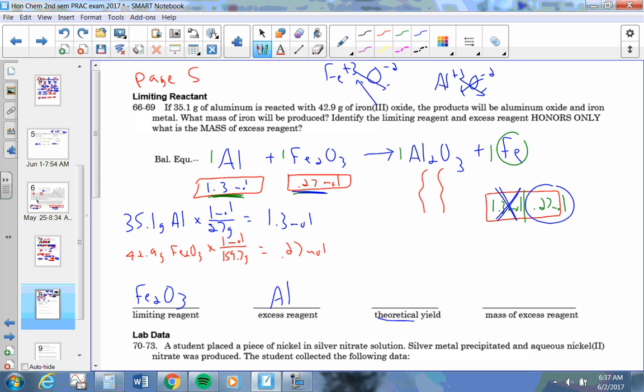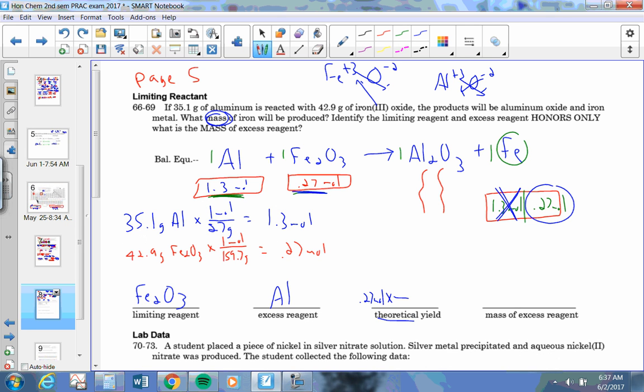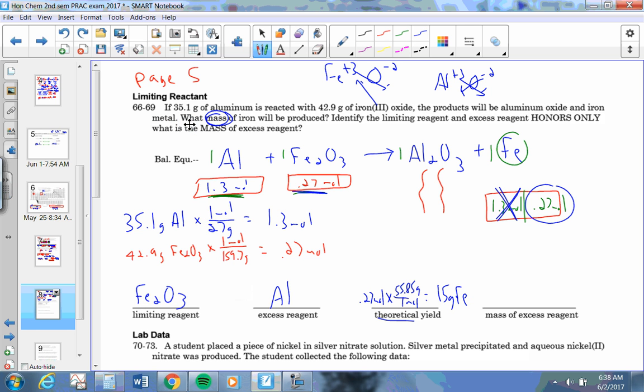How much can I make? Theoretical yield, 0.27 moles. But I'm going to want that in mass of iron. So I could do it here, 0.27 moles times, how much does 1 mole of iron weigh? Check the periodic table. Iron is 55.85. So if I multiply that by 55.85 grams, I'm going to get 15 grams of Fe. Let me just double check that. 0.27 times 55.85 equals about 15.1.